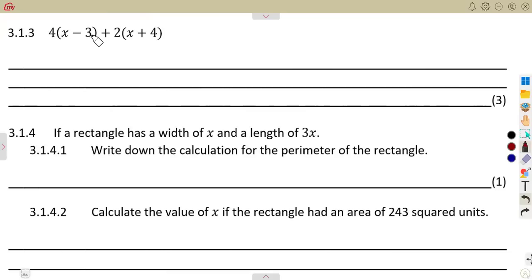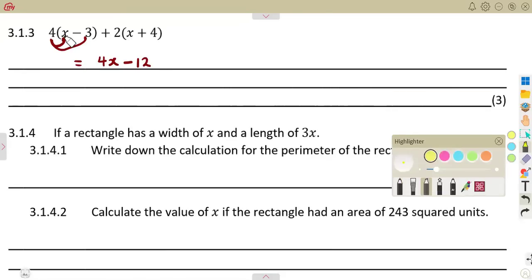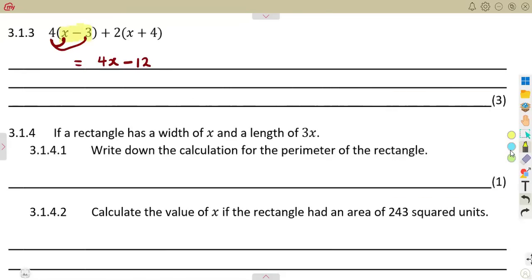4 into x minus 3 plus 2 into x plus 4. So you distribute by 4 times x, that is going to be 4x. 4 times minus 3, that is going to give us minus 12. You're done with this first part. You move on to the second bracket. Remember there are two brackets. We affected this one. Now you move on to the second bracket.